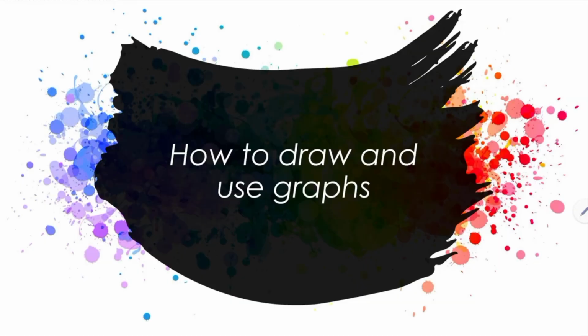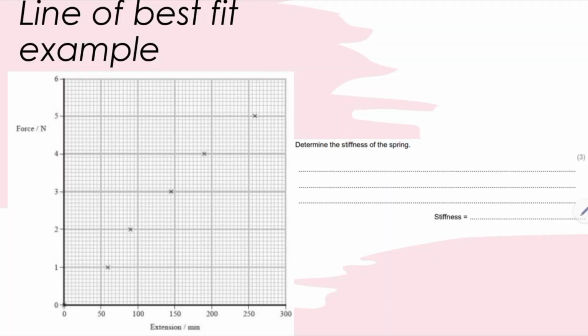Today we are going to be going over how to draw and use graphs. So first of all, we are going to be looking at a line of best fit example where the question is determine the stiffness of the spring. On the left we have a graph which has a y-axis of force and an x-axis of extension. We know that the formula is F equals kx, and as we want to find k, F over x will equal k. And the formula will be force over extension equals k.